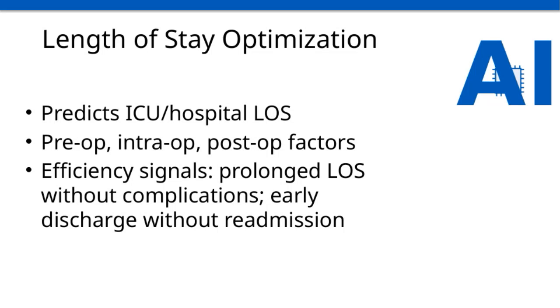Now, let's look at how we can predict ICU and hospital length of stay. We consider various factors from before, during, and after the surgery, what we call pre-op, intra-op, and post-op factors. By understanding these, we can better anticipate how long a patient might need to stay. We also look at efficiency signals, such as cases where the patient stays longer than expected without complications, which might indicate inefficiencies, or cases where patients are discharged early but don't end up needing readmission, showing effective management.